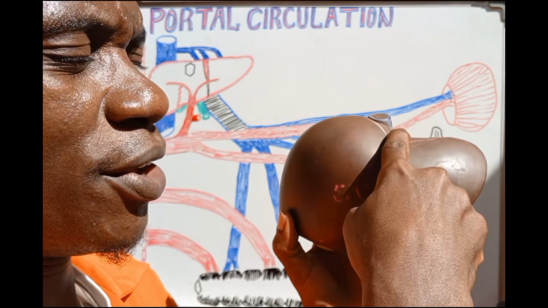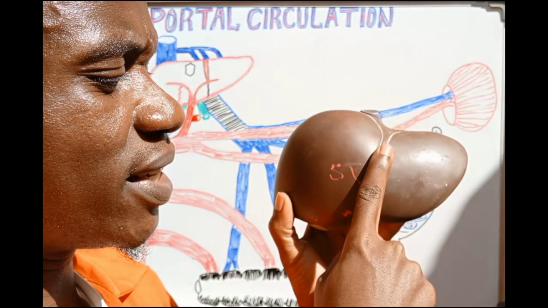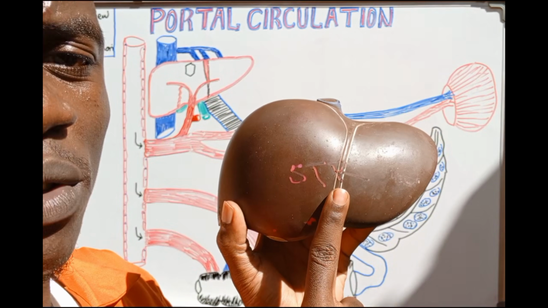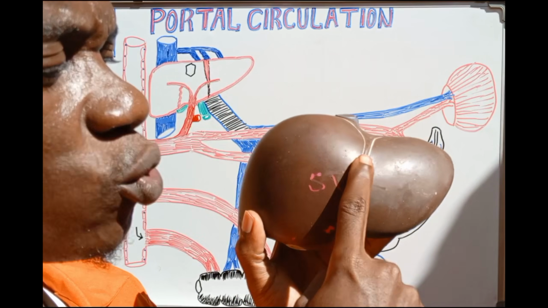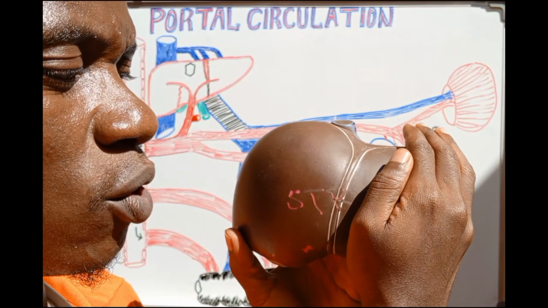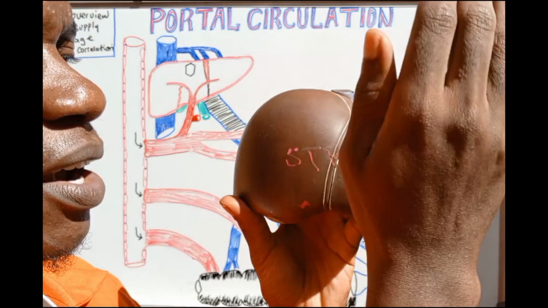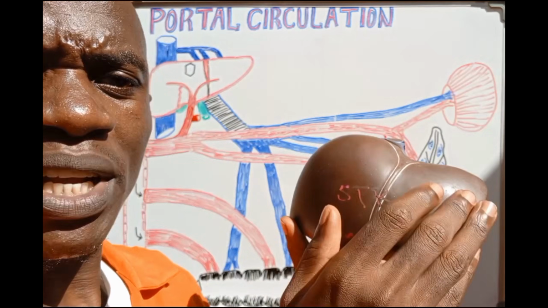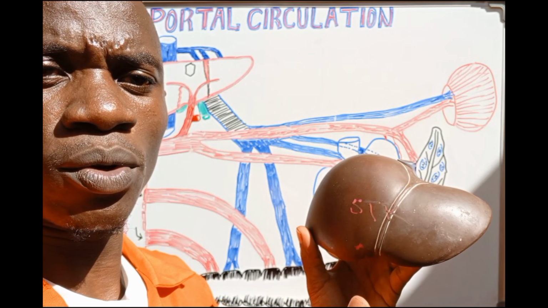You know how this ligament is called? This ligament here is the falciform ligament. It is very important in differentiating between the right lobe and the left lobe. So we have seen the right lobe and left lobe. Other lobes are seen on the visceral view, or the posterior view.